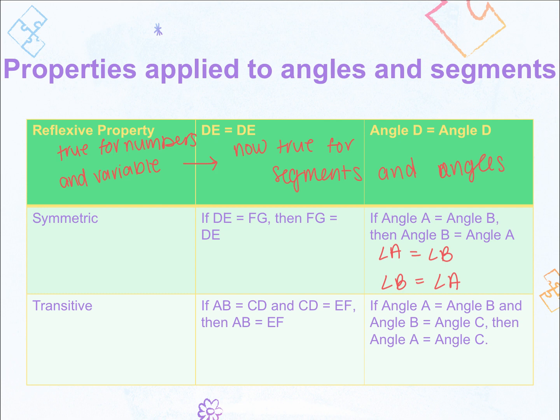All right, and the last one is transitive. We said transitive is like what law? Good, this is like the law of syllogism. And looking at this example for angles, angle A is equal to angle B, and angle B, that looks more like an L, let me fix it. Angle B is equal to angle C, therefore angle A is equal to angle C.